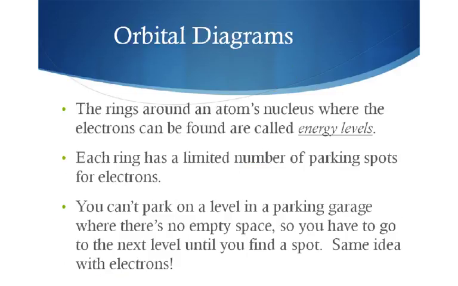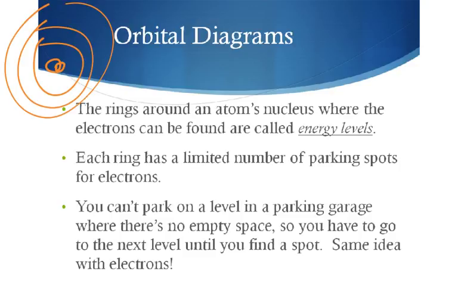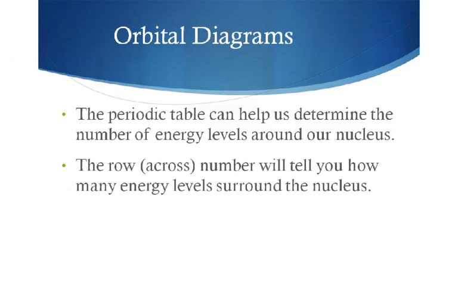The rings around an atom's nucleus, so back to that Bohr diagram that we were talking about. These spots where electrons can be found are called energy levels. So each ring or energy level has a limited number of parking spots for electrons. So each one can only hold so many. It's like when you're in a parking garage. You can't park in a parking garage where there's no space for you to park. So if you're on the bottom floor and there's no empty spaces, you go to the next floor. And that's exactly what electrons do. If there's no room for it in an energy level, it goes up to the next energy level.